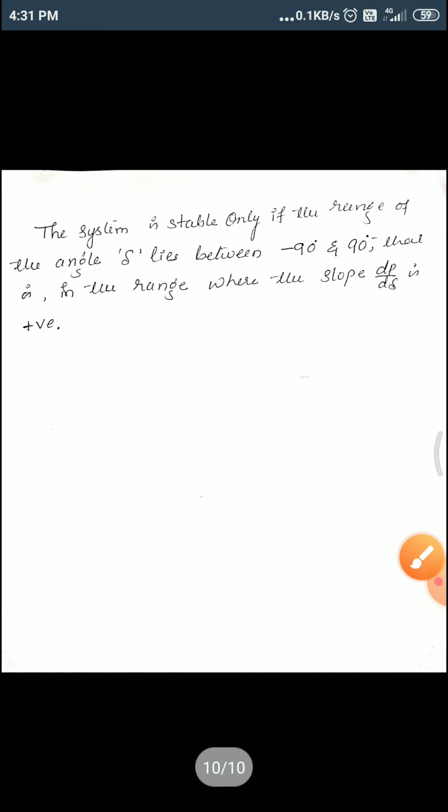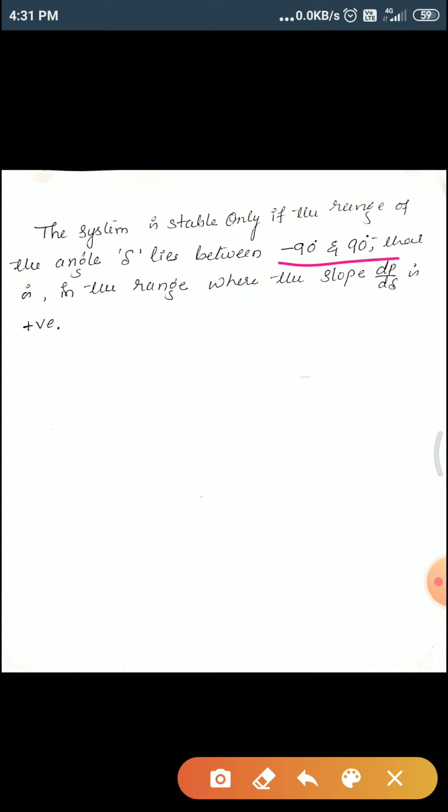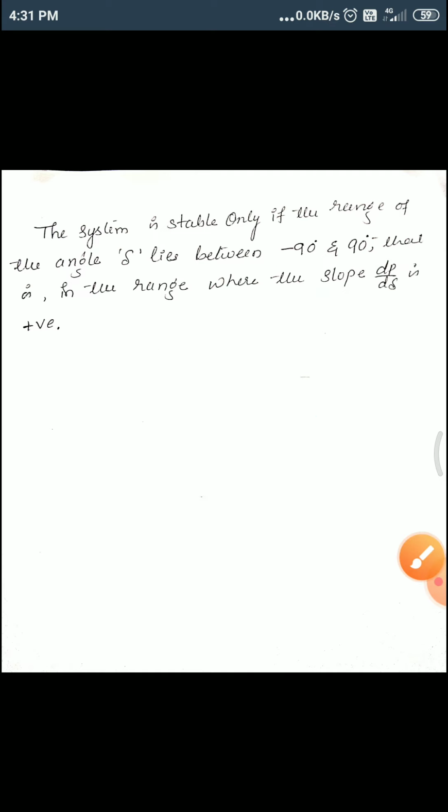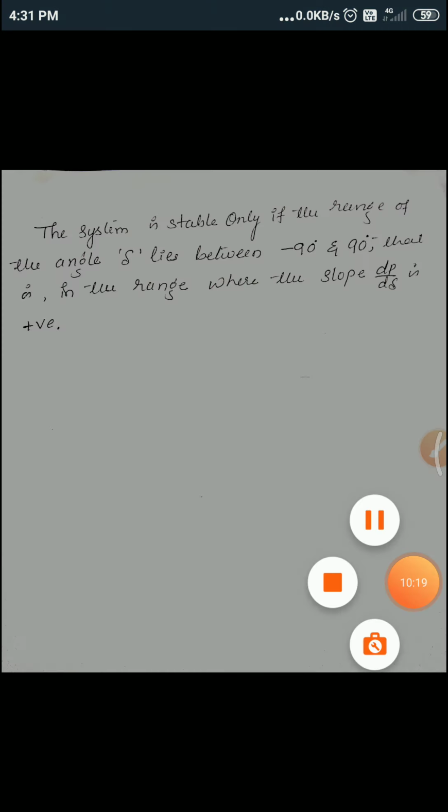you can say that the system is stable only if the range of the angle lies between minus 90 to plus 90, that is, a range where the slope of dP by d delta is positive. This is about the power angle curve and steady state stability of the two machines. Thank you.